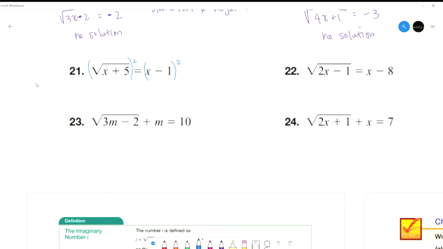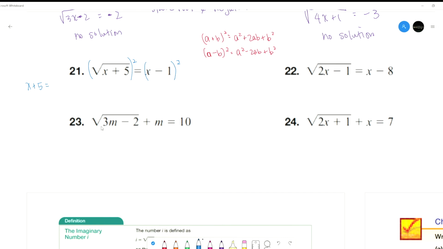Okay, so the left-hand side is just x plus 5. The right-hand side is a binomial squared. So if you remember our binomial formula, right? Let me just write this out for those who forgot. (a plus b) squared is a squared plus 2 times a times b plus b squared, right? And if this were (a minus b) squared, it would be a squared minus 2ab plus b squared, right?